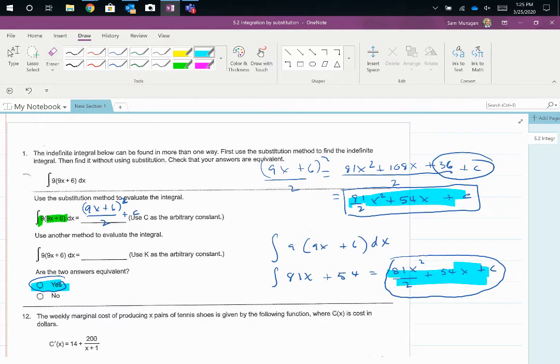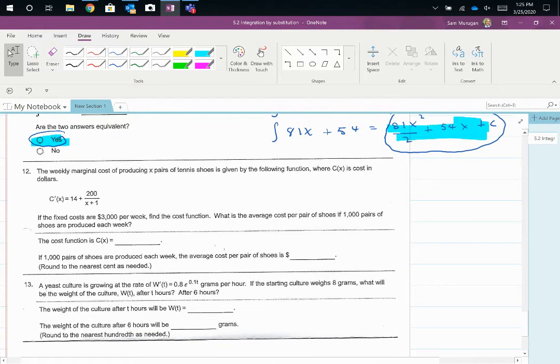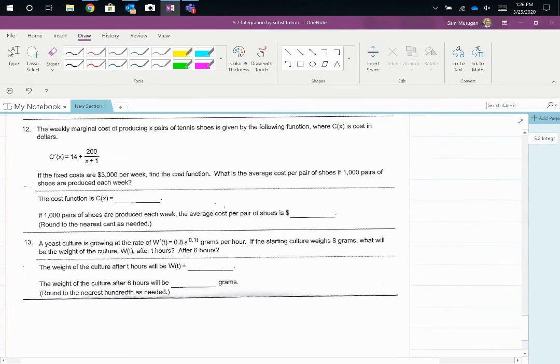Okay, so question 12 and 13, I'm going to have to do them at the bottom of the page, because they require a bit of work. The weekly marginal cost, this is question 12, of producing x pairs of tennis shoes is given by the following function, where C of x is the cost in dollars. C prime x is 14 plus 200 over x plus 1. If the fixed cost is $3,000 per week, find the cost function. What is the average cost per pair of shoes if 1,000 shoes are produced each week?